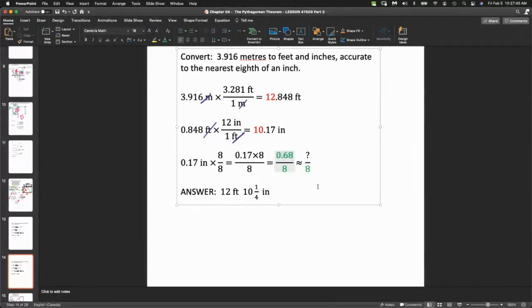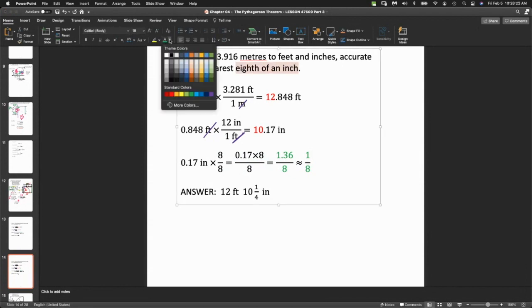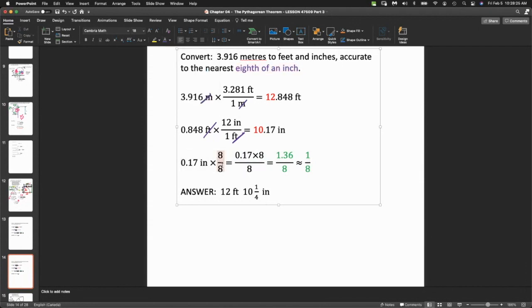Yeah, what's 0.17 times 8? Thank you. Sorry, I'm just typing this at the same time. That answers Ram's question. So whatever it is here, if it's 1/8 of an inch, you put 8 over 8. If it's 1/4 of an inch, you put 4 over 4. If it's 1/16 of an inch, you put 16 over 16.